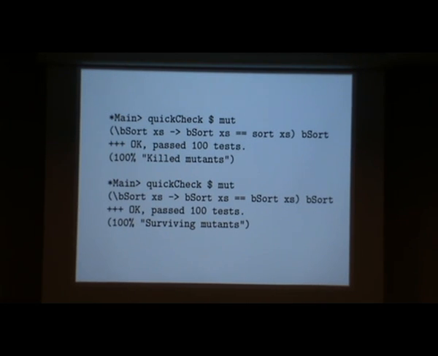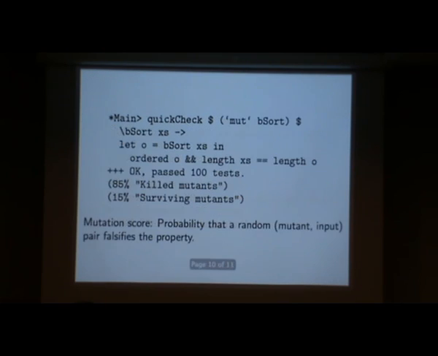So these are the two extreme cases, right, where in the first one all mutants are killed, because it's a very good specification, and the second one is where I made this mistake of using dsort in both places, and then all mutants survive. So the goal is to tell you whether the test is any good. The property says absolutely nothing about the function. If I change the function any way, the property will still hold. But there are also cases in between, right?